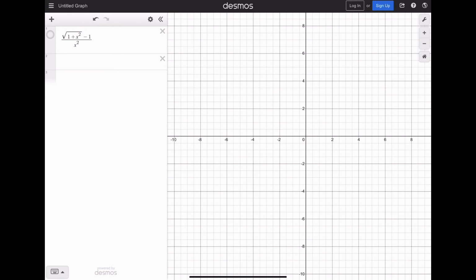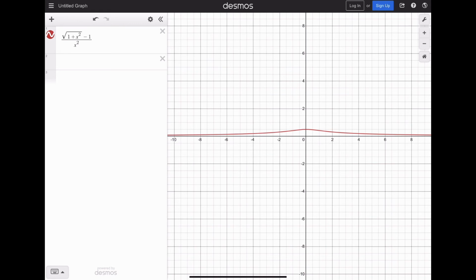So numerically, we noticed that something was off with this limit, but we also have graphing technology at our disposal. So let's graph this function and see if we can confirm our suspicions that something really out of whack is happening around 0. So here's my function. You see it on the left, the square root of 1 plus x squared, minus 1, over x squared. And this is what Desmos will produce at first.